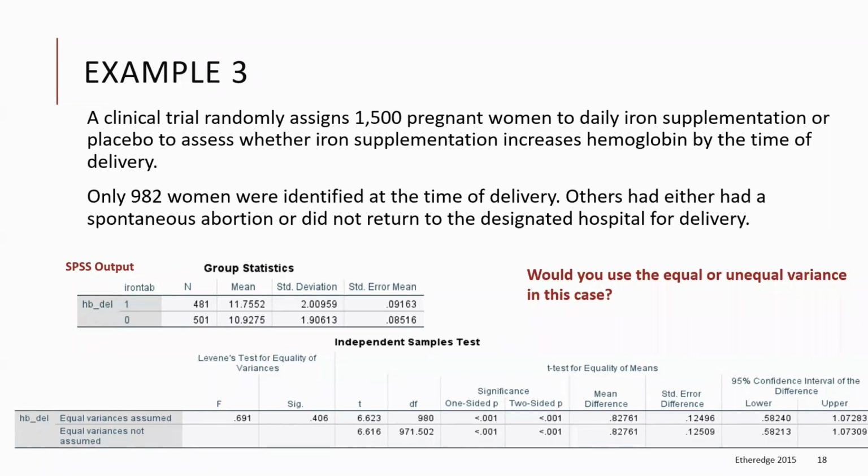Then the question is, what do you think we'll use here? Equal or unequal variances? What do you think is the case here? Anybody willing to take a stab at that? Okay, I see. For those saying unequal variances, yes, that's what we'll go with here.